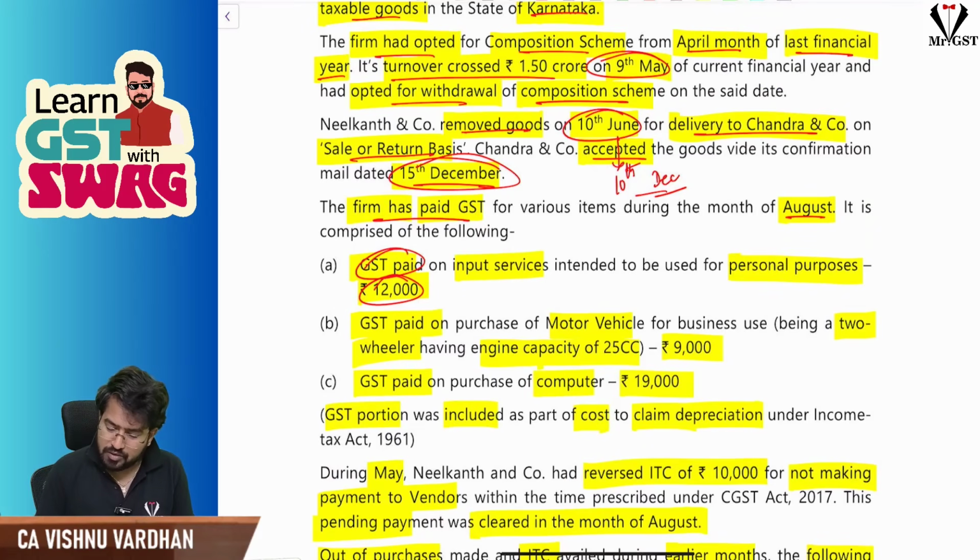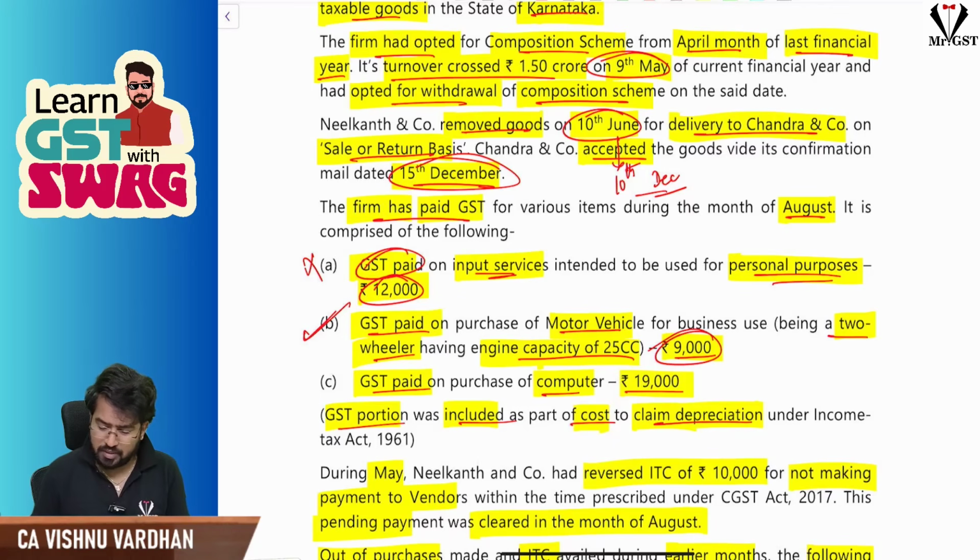Okay. Next, the firm has paid GST during the month of August for the following. GST paid 12,000 for input services for personal purpose, so no ITC. GST paid for a motor vehicle, a two-wheeler having engine capacity of 25cc, 9,000. Yes, you can take ITC of 9,000. GST paid on computer 19,000.